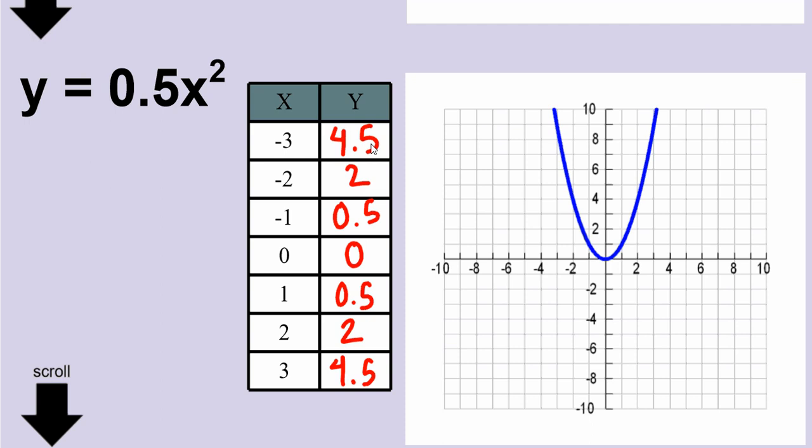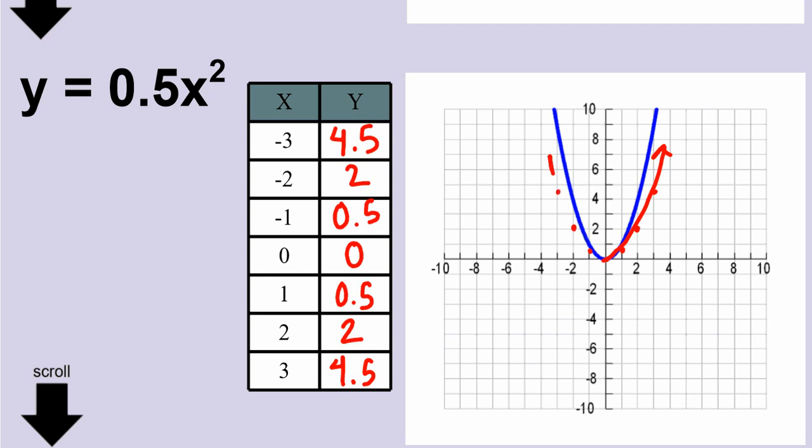And then plot. 3, 4.5, that'll be right there. 2, 2, 1, 0.5, 0, 0, and then the graph will look like that. Over here, mirror image.